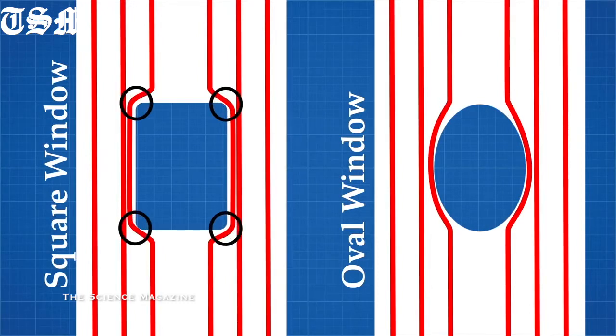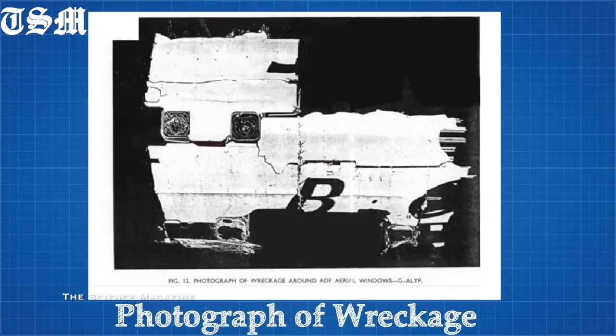This elevated stress created by the square windows actually caused cracks to form in the Havilland Comet, causing 3 tragic crashes. The investigations that followed led to our greater understanding of stress concentration, and that is why all plane windows are now oval in shape.